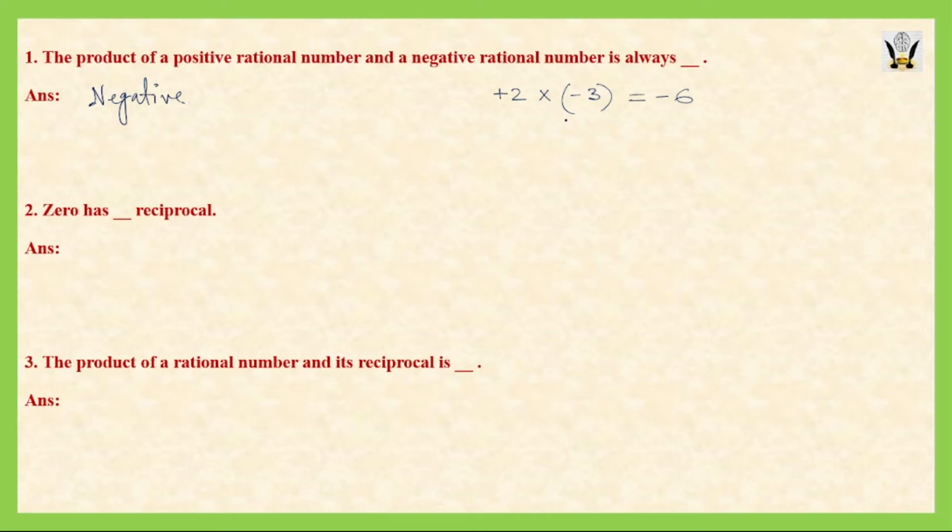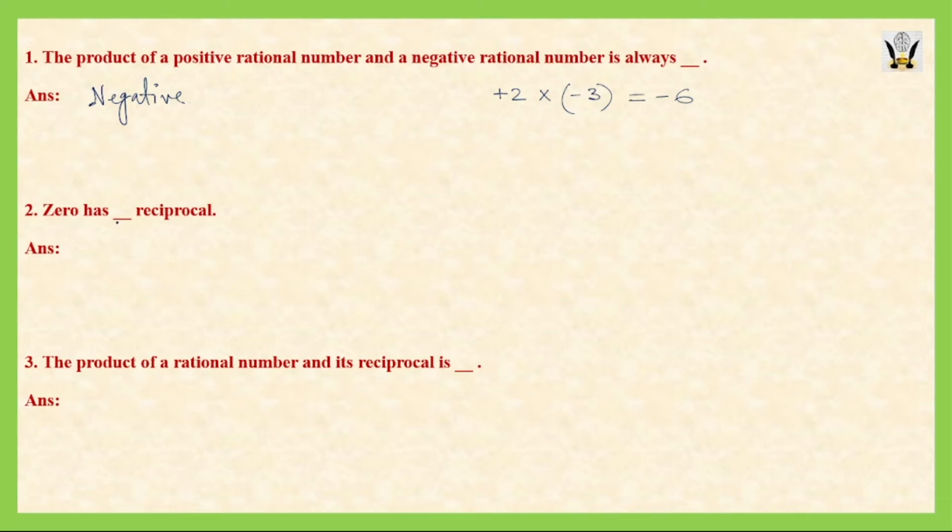Here I have taken simple examples in terms of integers. You can take examples in terms of fractions. It could be proper, it could be improper. Whatever example you take, the sign of that product will always be negative.